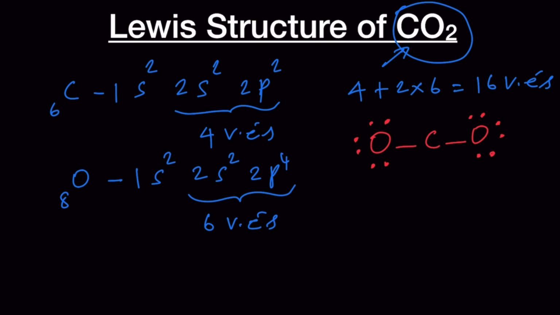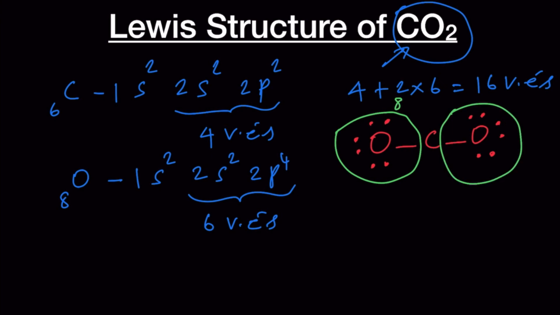Let us verify whether each atom satisfies the octet rule. Here, the oxygen atom on each side satisfies the octet configuration. However, the carbon, if we account for the octet configuration here, we have only 4 electrons. We don't have 8. Therefore, the carbon atom is not satisfying the octet configuration.